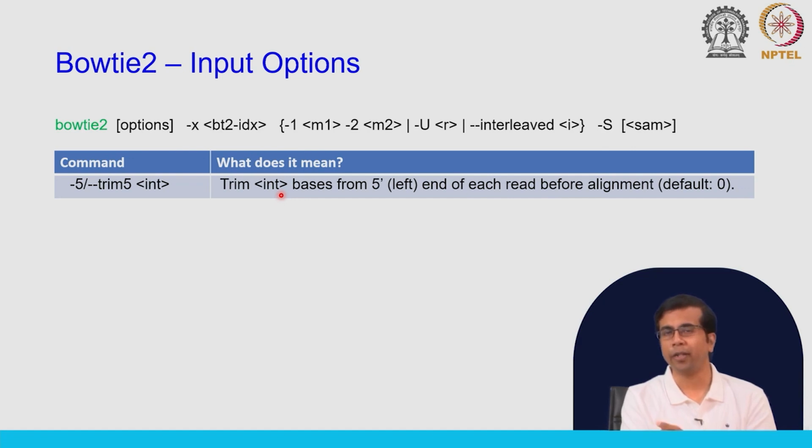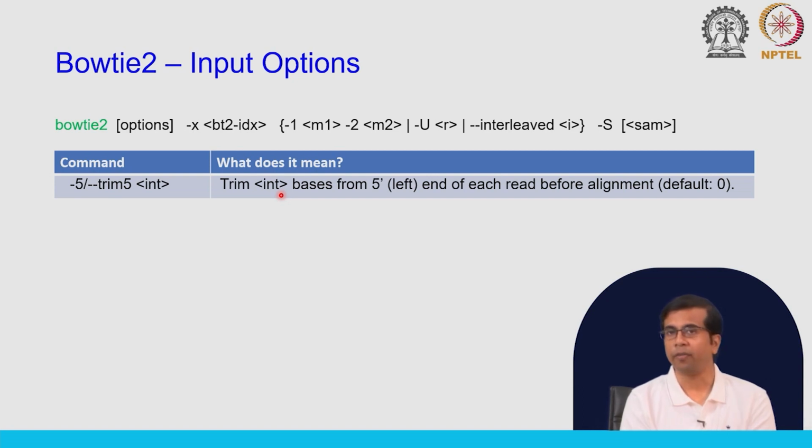Why do you do this? Because sometimes in your data you might see that the first few bases are of very poor quality. If you see that during your quality control, you want to mention this. You want to say, okay, trim these 5 bases in the 5 prime end and do not use them for alignment.